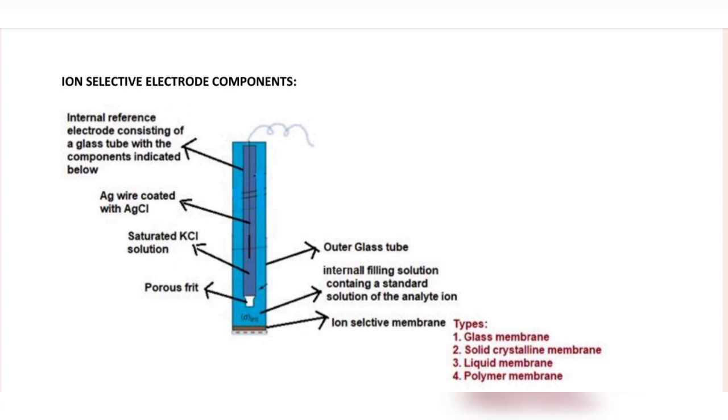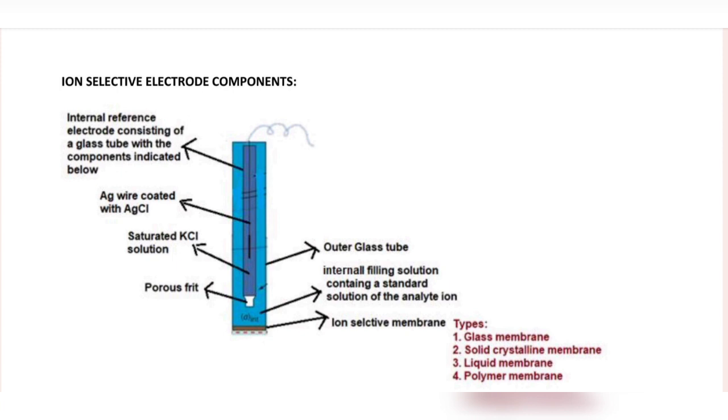A solution of saturated potassium chloride is filled inside the glass tube, and at the end of that glass tube a porous frit is fitted. The porous frit is made up of silica and some resin part. So the ion selective electrode consists of an internal reference electrode. That internal reference electrode is made up of a glass tube, containing a silver wire coated with silver chloride and filled with a potassium chloride solution, and at the bottom of that glass tube it is fitted with a porous frit.